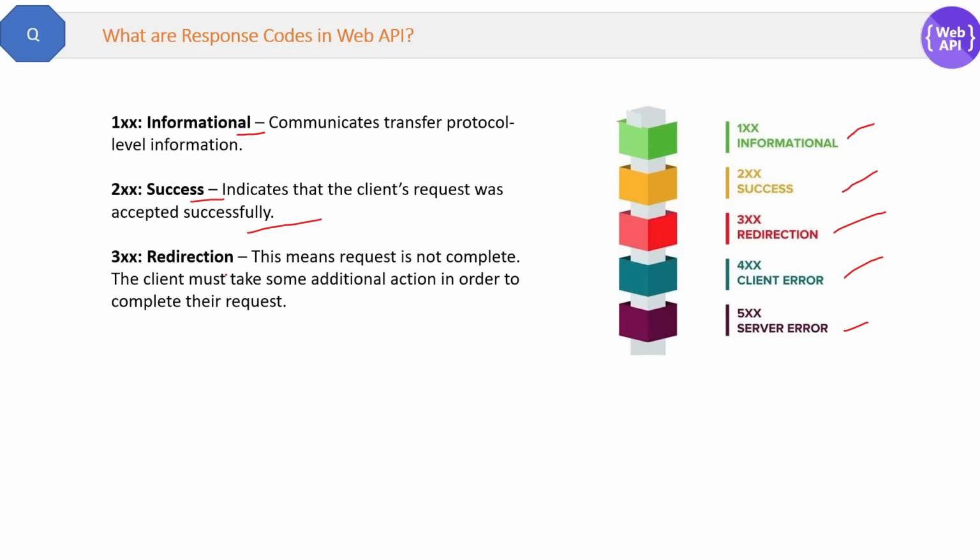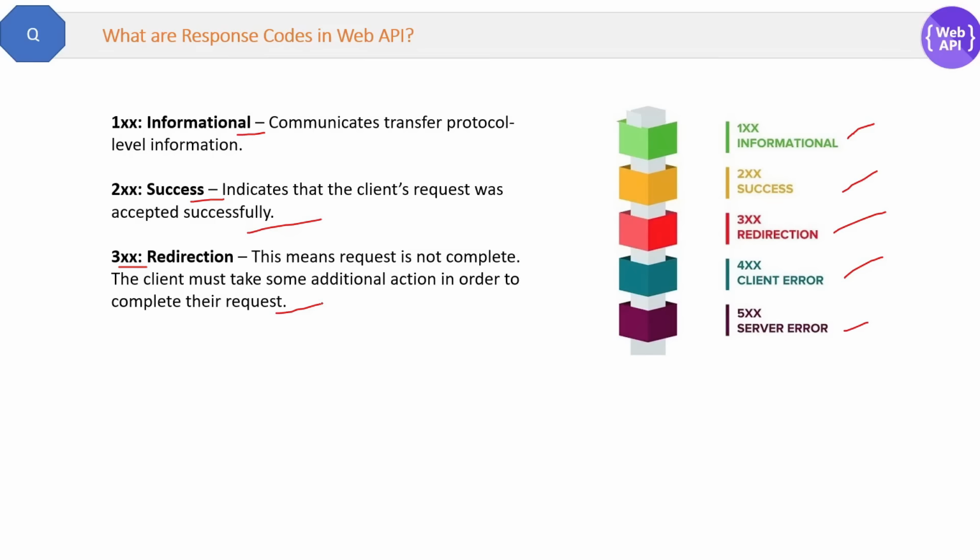Next one is redirection, which starts from 3XX, 301 or 302. This means the request is not complete. The client must take some additional actions in order to complete their request. Although this is a rarely used code, when the Web API responds with a 302 code, that means your request is not complete. You have to send one more request to make it complete.